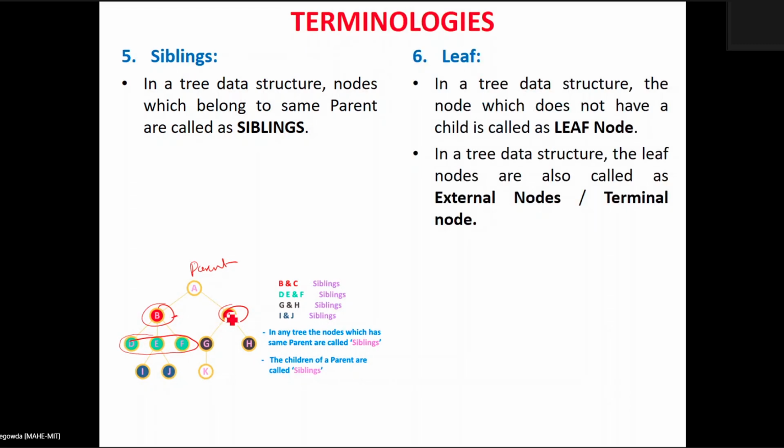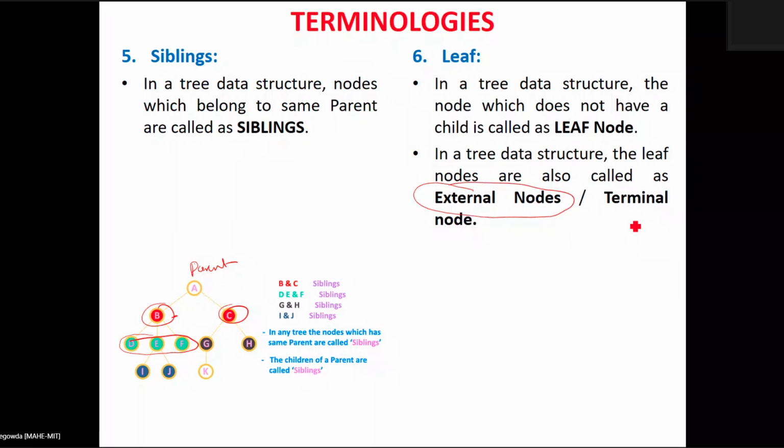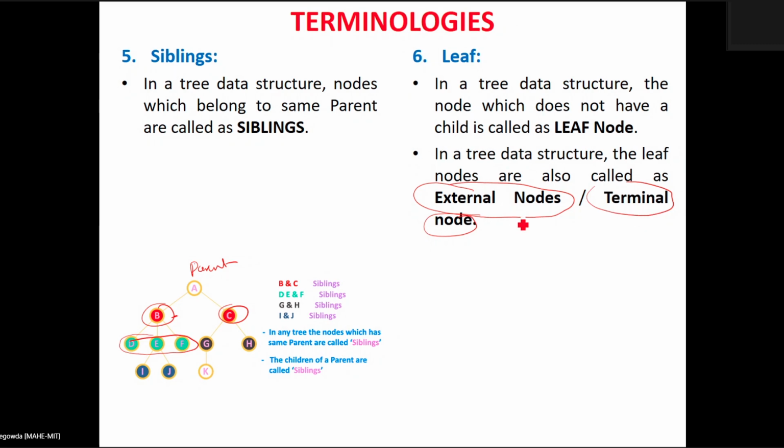The next terminology is the leaf. In a simple way, we can define the leaf node this way: the node which does not have any child is called a leaf node. In a tree data structure, leaf nodes are also called by other names. They are the external nodes, or we can call them terminal nodes. So the node which does not have any child is called a leaf node.